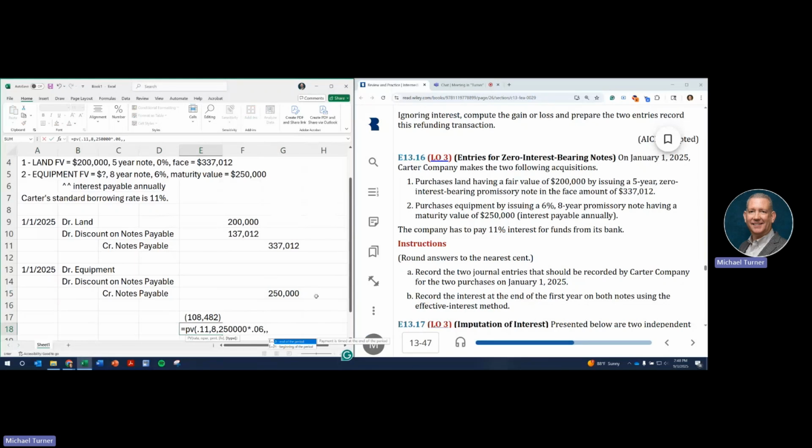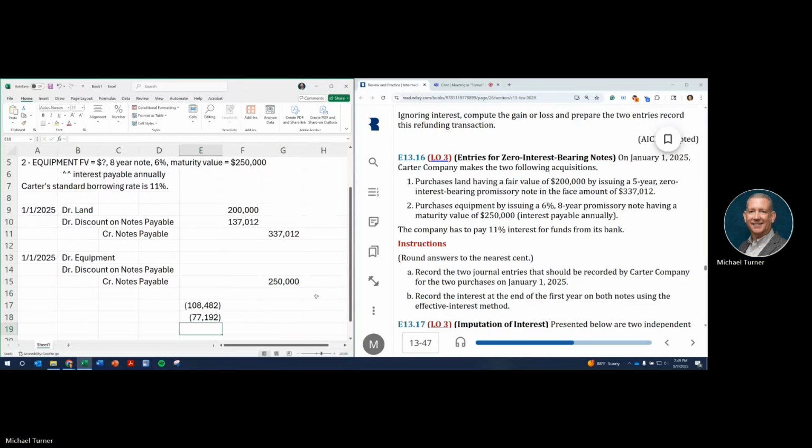I'm not worried about future value. And the payments come at the end of the year. We don't make the interest payment on January 1st. We make the interest payment on December 31st. So my annuity is going to be the end of the year, and I get $77,192. So we said $250,000 times 6%.